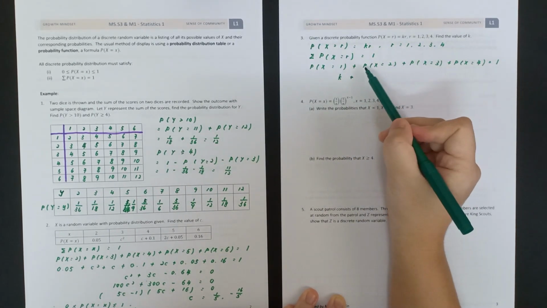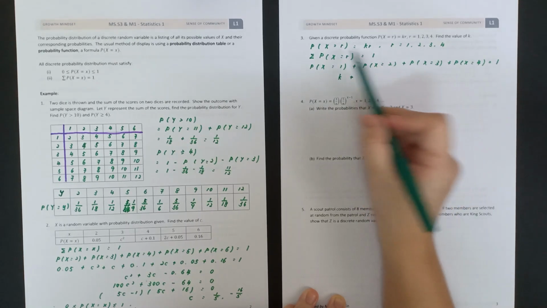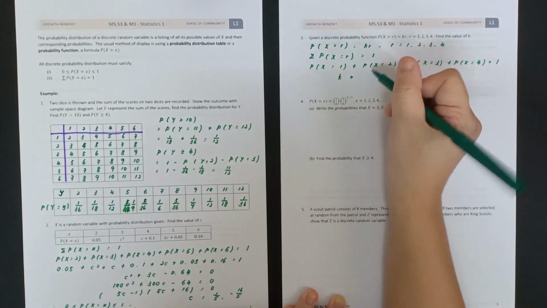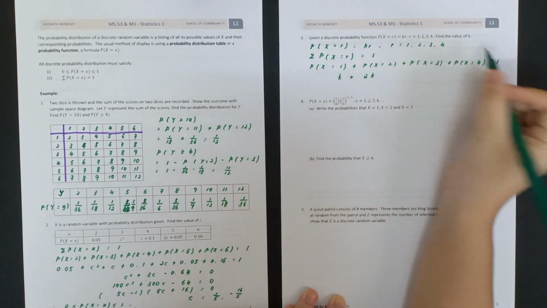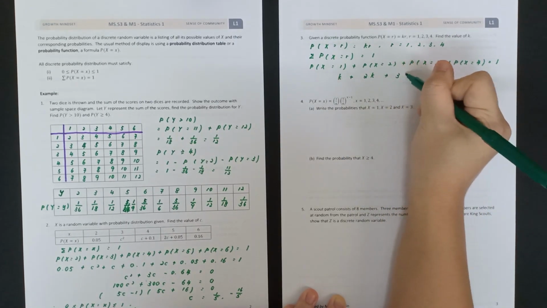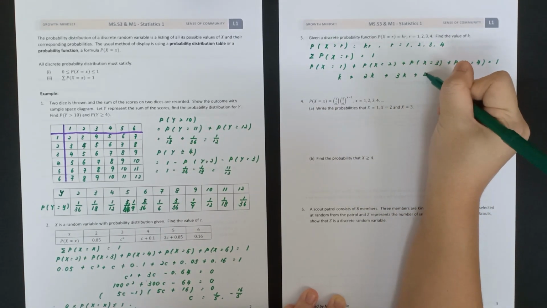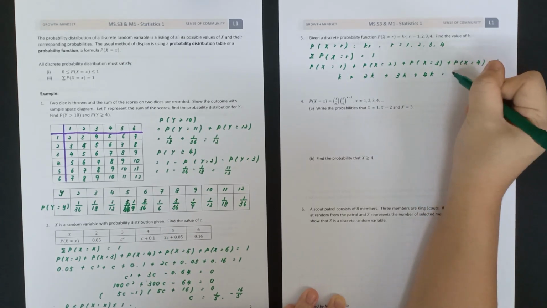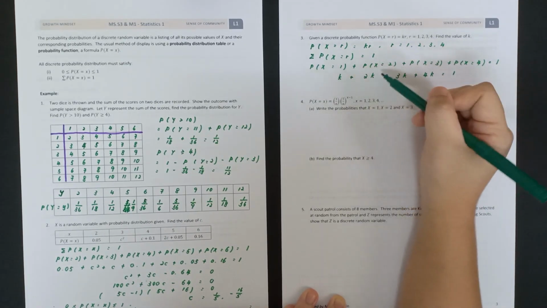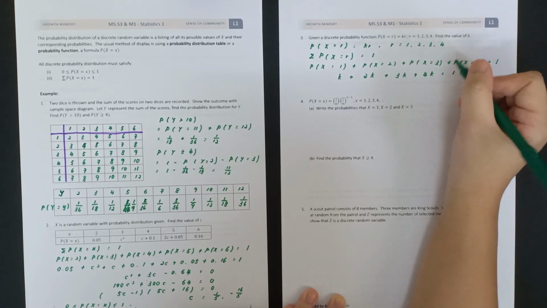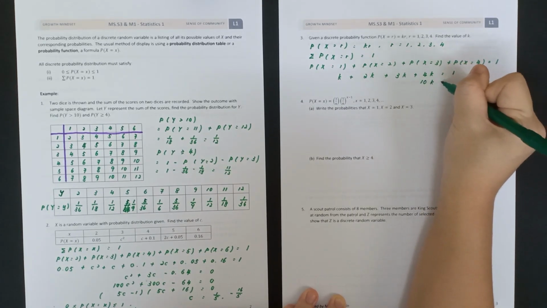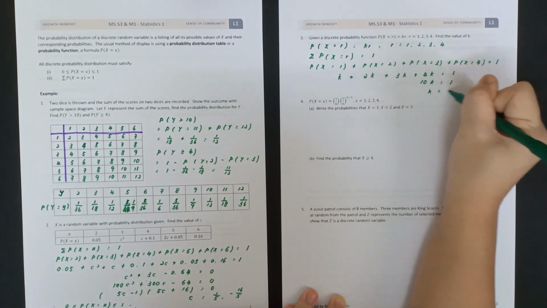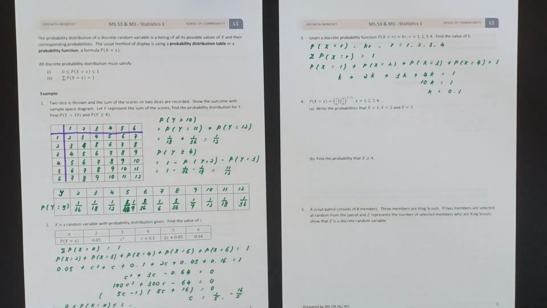So when x equals 2, r here becomes 2 also, so it becomes 2k. The same for 3, it becomes 3k, and 4k. So all these added together should give you 1. So k plus 2k plus 3k plus 4k, you get 10k equals 1. So that's why k equals 0.1. Okay, pretty easy, right?